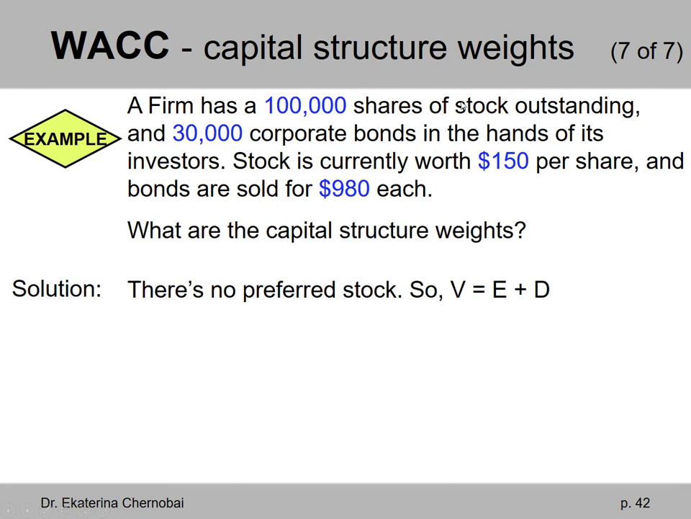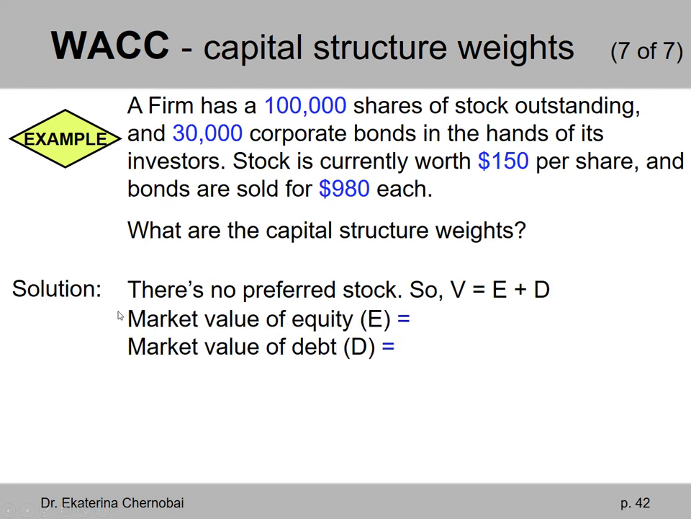Usually when you see just stock without a clear name for it, common stock or preferred stock, you should always assume the common case, which is the common stock. So here, shares of stock really means shares of common stock, and there is no preferred stock in this firm. Okay, because there is no preferred stock, the formula to calculate the total market value of the firm simplifies to just the sum of two terms: E, equity market value, plus D, debt market value.